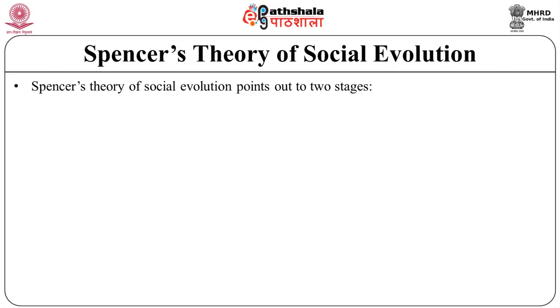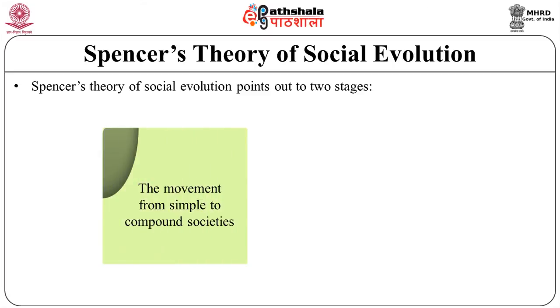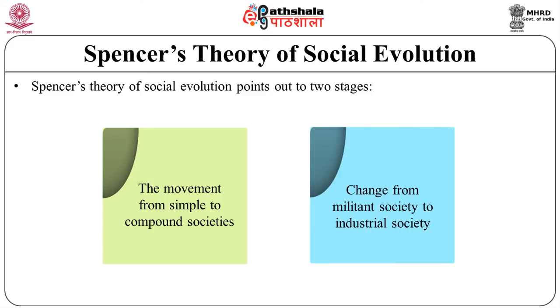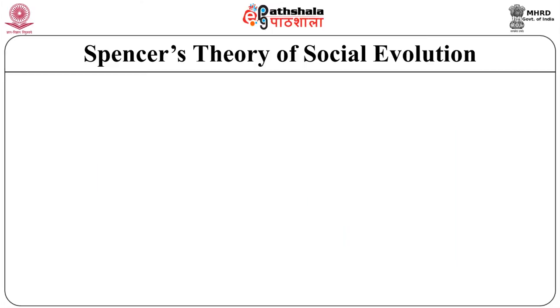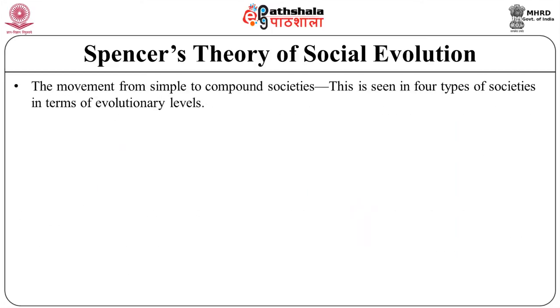Spencer's theory of social evolution points out two stages: the movement from simple to compound societies, and the change from the militant society to the industrial society. The movement from simple to compound society is seen in 4 types of societies in terms of evolutionary level. Those are, number 1, simple society.